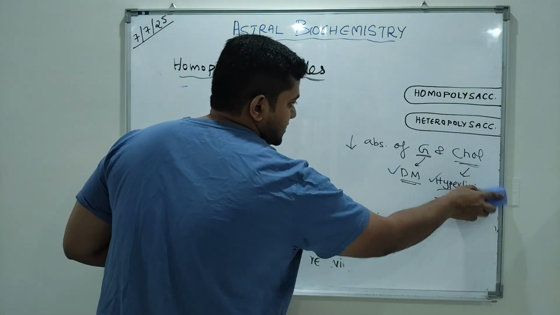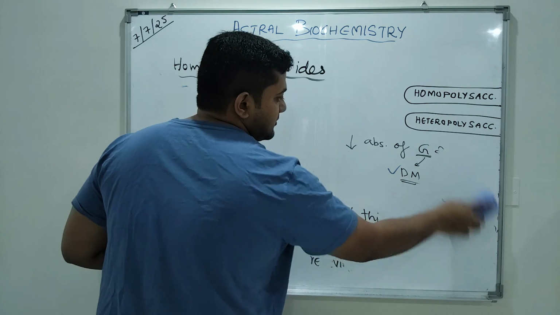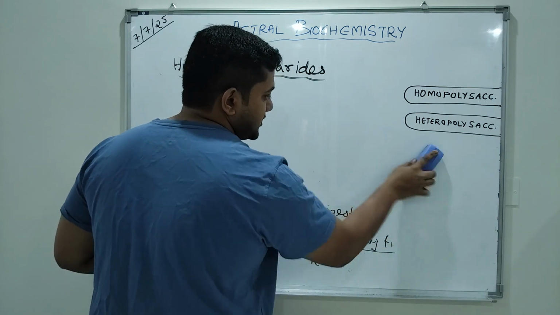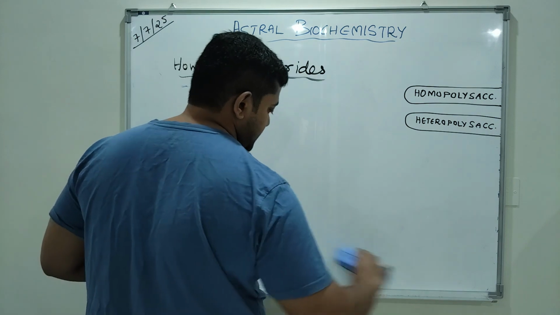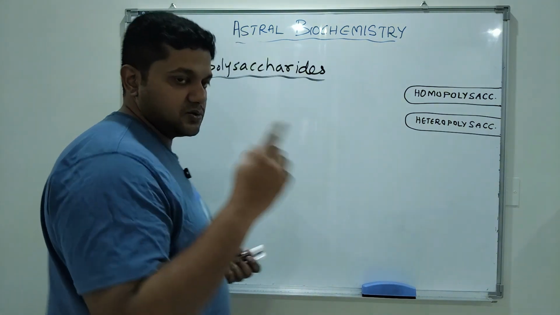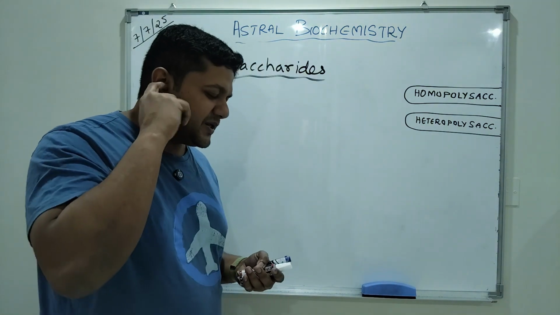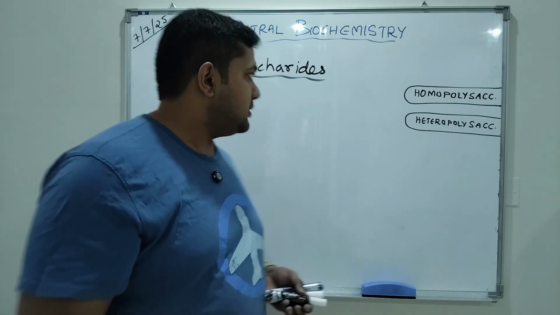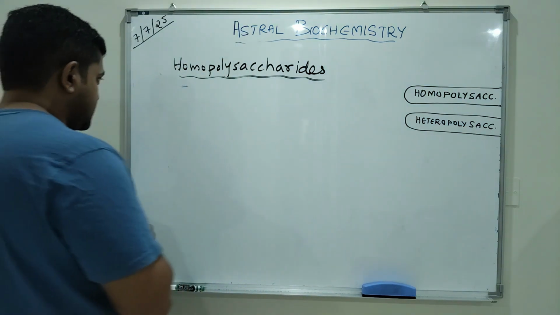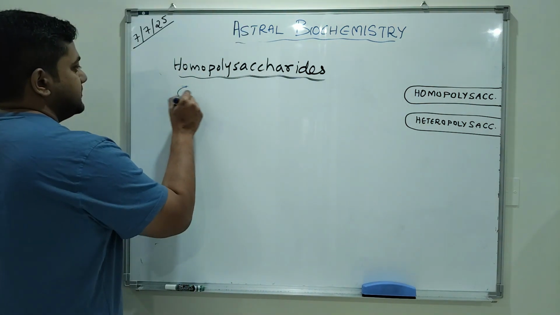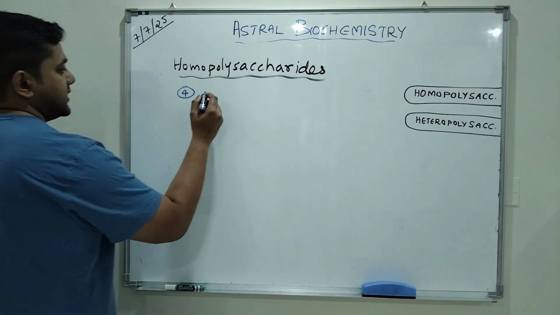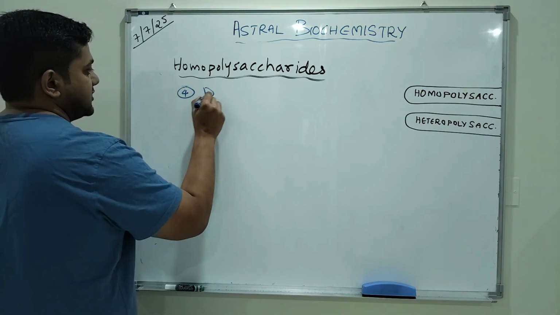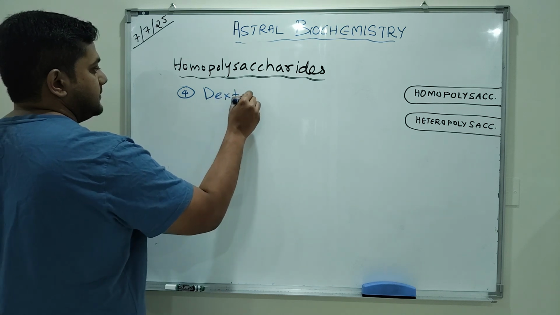So in the homopolysaccharides that we are going to discuss, the main 2 ones are starch and glycogen. Questions have been asked more on those topics, but others can also be asked in the form of MCQs. So we have discussed 3. Now the 4th homopolysaccharide is, what is that? Dextrin.